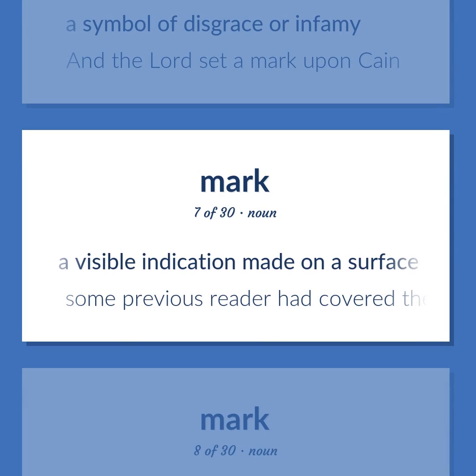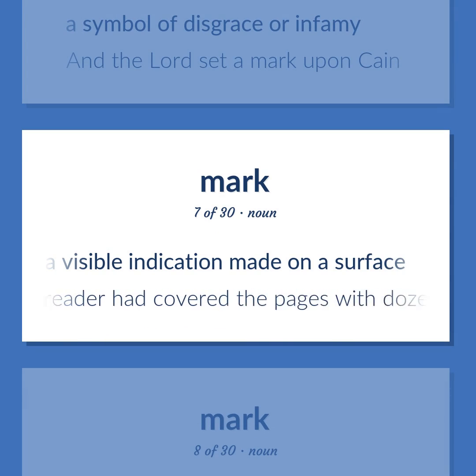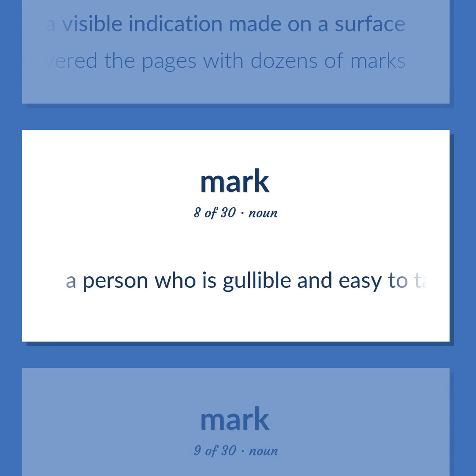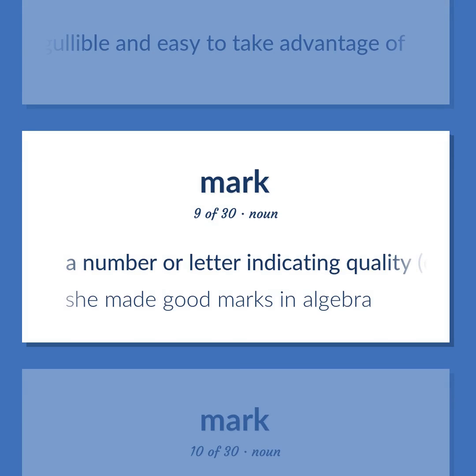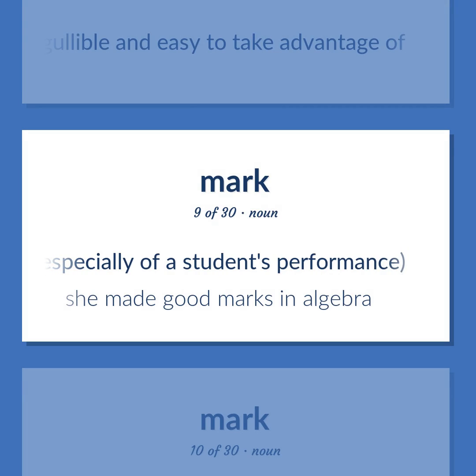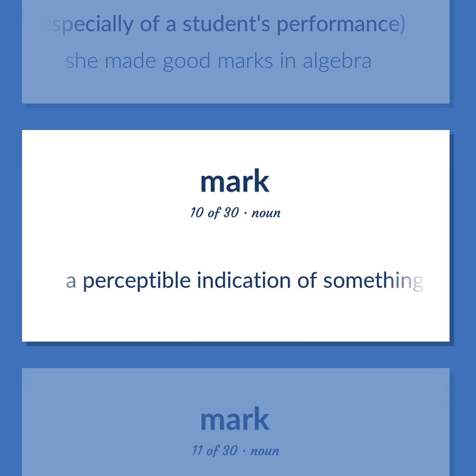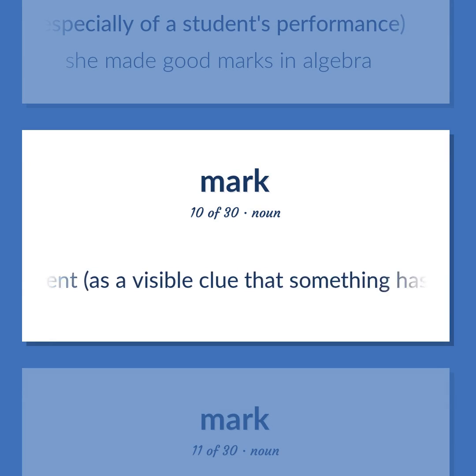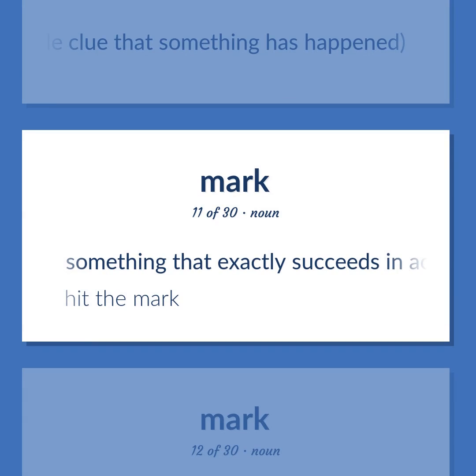A visible indication made on a surface. Some previous reader had covered the pages with dozens of marks. A person who is gullible and easy to take advantage of. A number or letter indicating quality, especially of a student's performance. She made good marks in algebra. A perceptible indication of something not immediately apparent, as a visible clue that something has happened. Something that exactly succeeds in achieving its goal. Hit the mark.